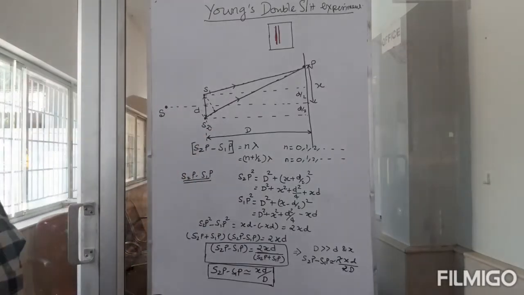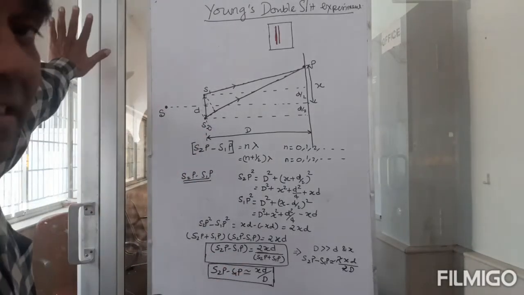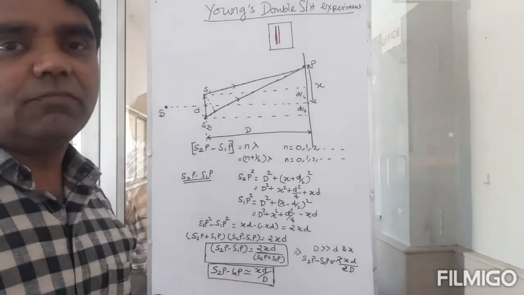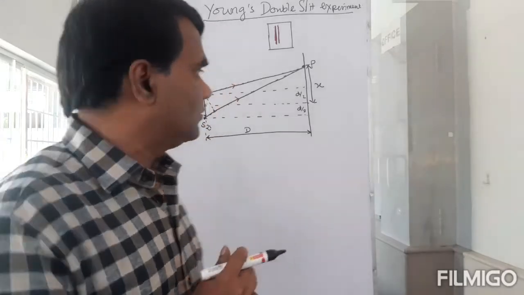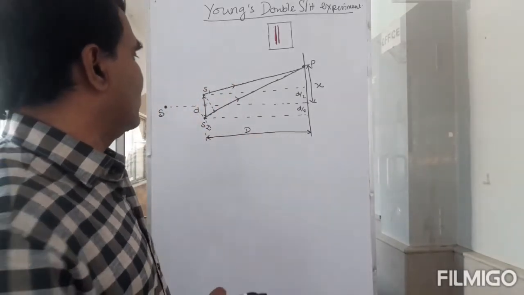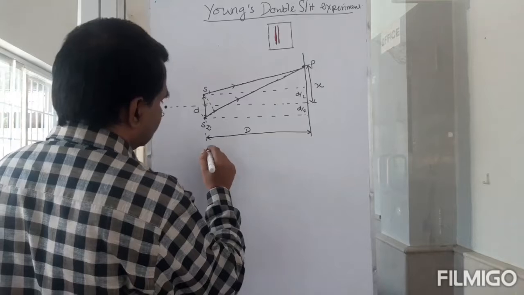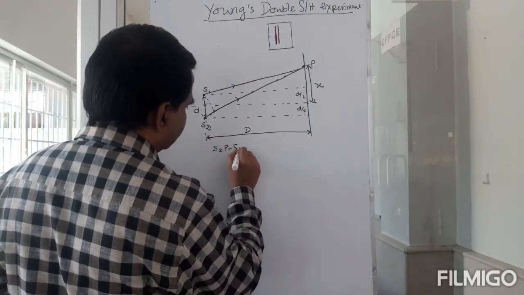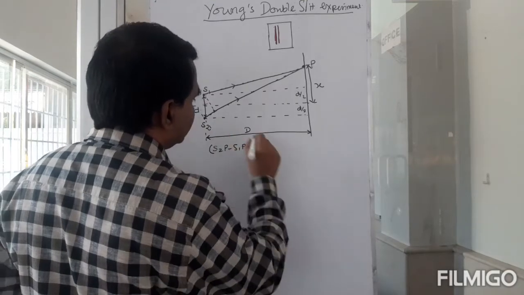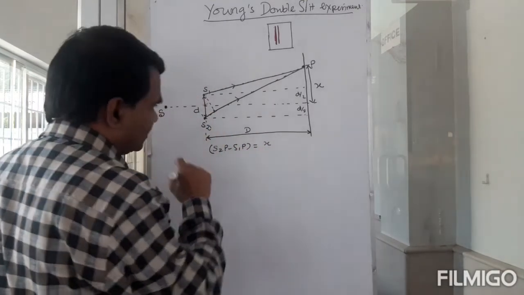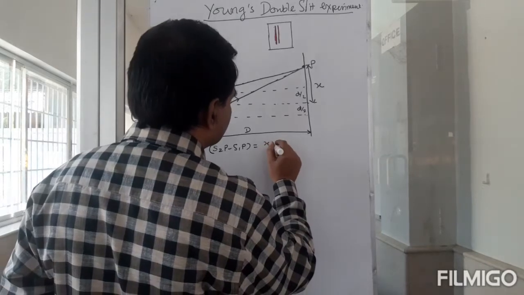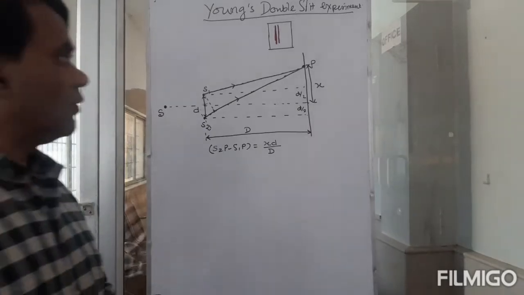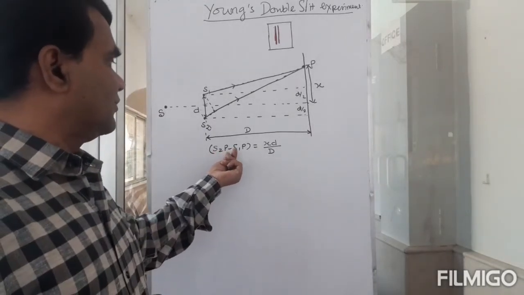It's a wonderful result. But this happens only when D is very far. When D is too far, then this holds good. We want you to understand that. As we said, when D is too far, then S1P and S2P reduces to this. S2P minus S1P reduces to xd by D. This is the path difference. The path difference is this.